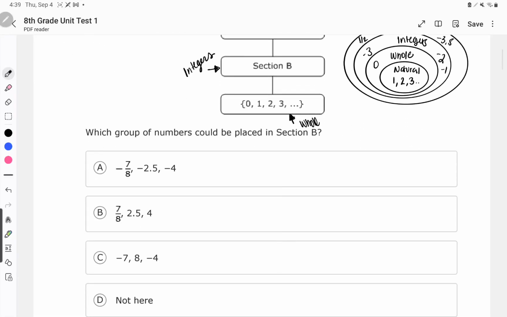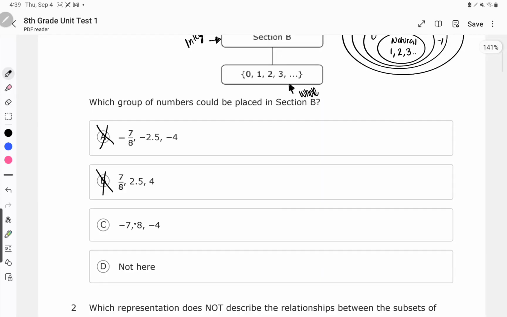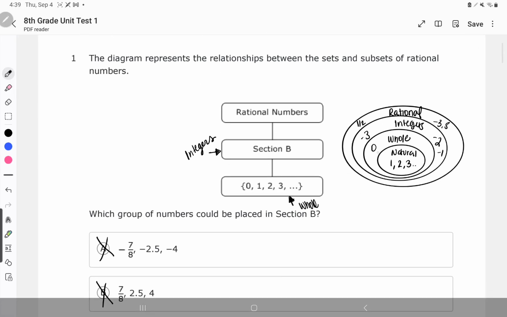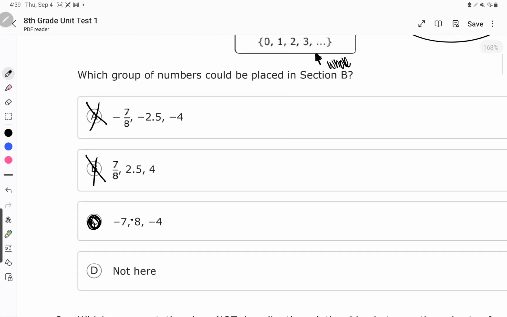Now, if we look, A has a fraction and a decimal. B has a fraction and a decimal. Now, see, this is supposed to be a negative. So it's -7, -8, and -4, which is an integer because integers are your negative numbers with no decimals or fractions.